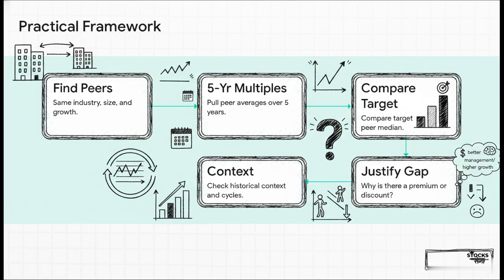Fourth, you have to justify the gap. If your stock is trading at a premium, why? Does it have better management, higher growth margins? If you literally can't justify the premium, it's probably overvalued. And fifth, check the historical context. Remember, multiples compress significantly during market crashes, and they expand wildly during bull runs. Mean reversion is essentially gravity in the stock market. What goes way up eventually comes back to the average.